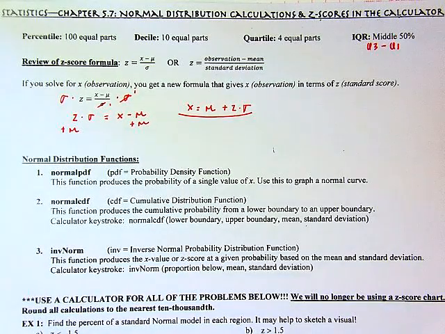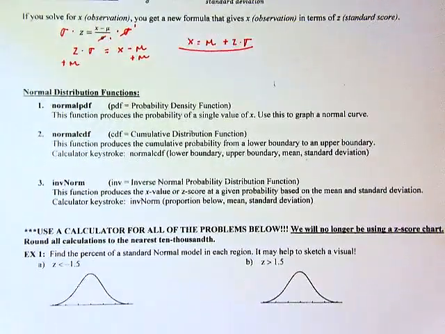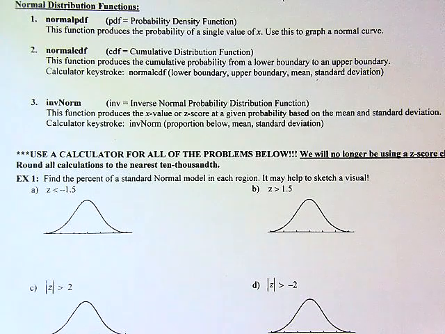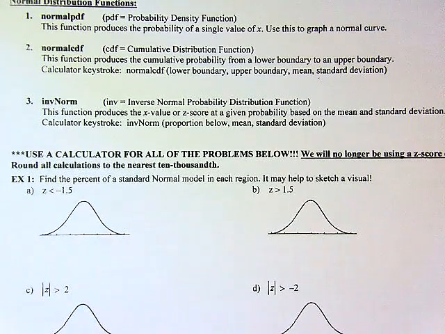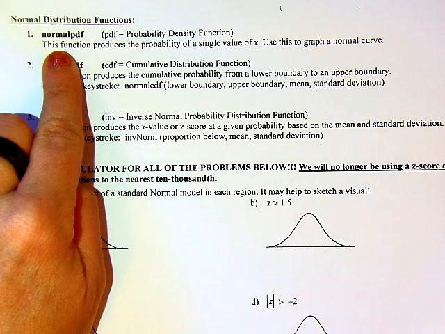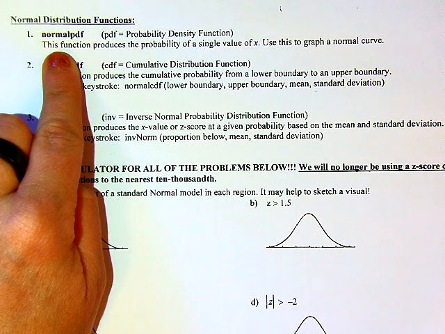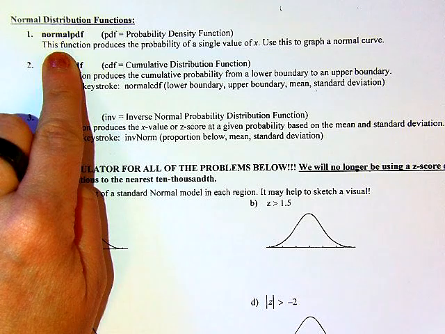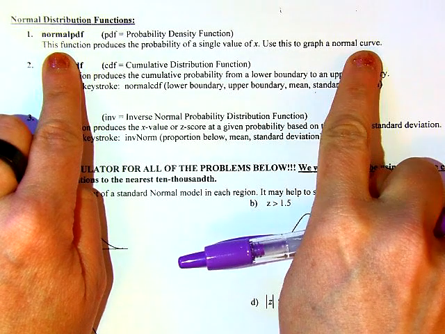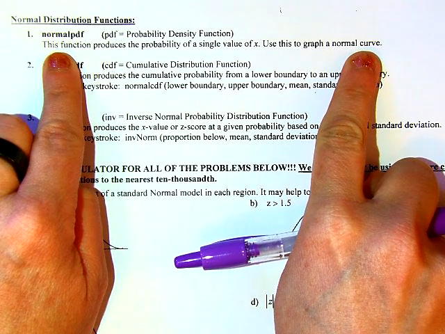Okay, so now the shortcuts that we're going to see in our calculator. Let me slide this up, zoom in a little bit. So when we start using our calculator, we're going to see these different functions show up. We're going to see normal PDF. So that just stands for a probability density function or distribution function. And we use this to graph a normal curve. We're not going to be using this in our class.